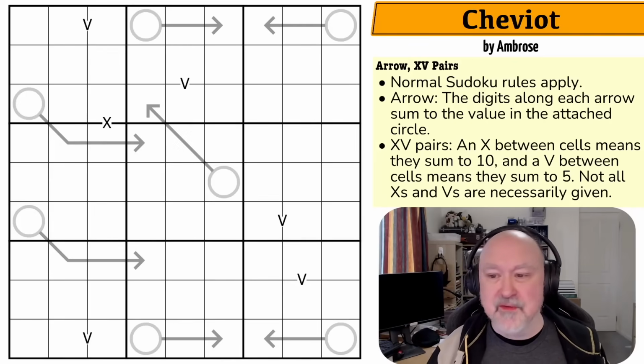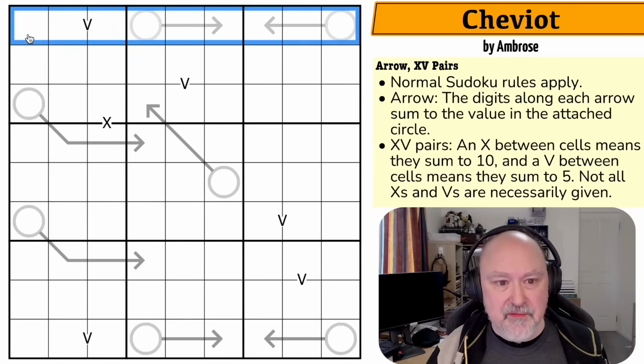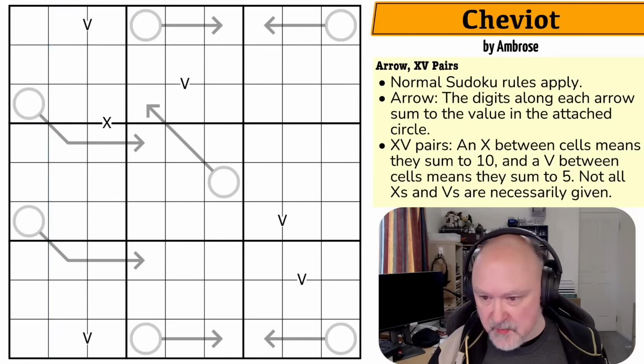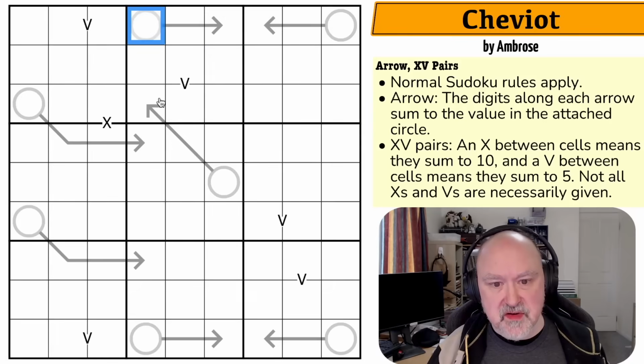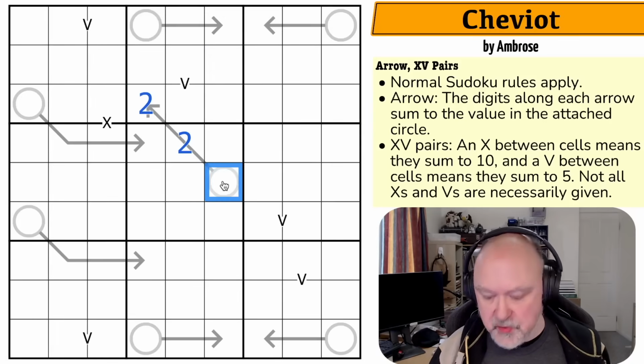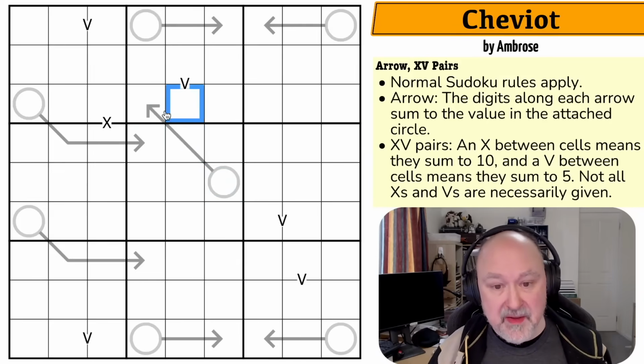So what do we have? We've got normal Sudoku rules apply. So in every box, in every row, and in every column, the digits 1 to 9 must be placed without repetition. We have normal arrow rules. So the digits along each arrow sum to the value in the attached circle. So the sum of those two cells goes there. The sum of those two cells goes there. It's perfectly fine for those to be 2, 2, and 4. That could happen. I don't know, but that would be legal by the rules. The sum of those 3 goes there.